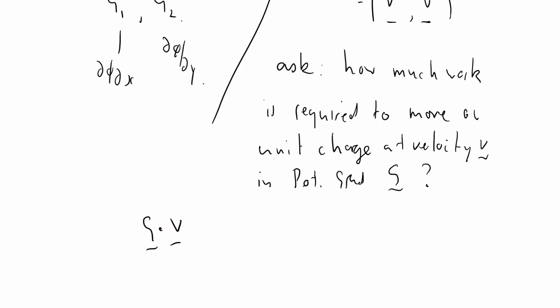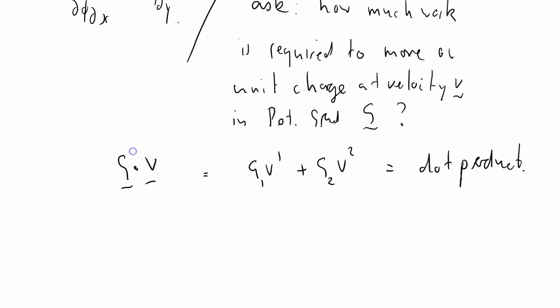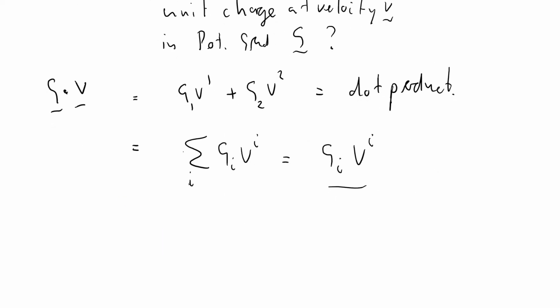I'm going to have to be a little bit more careful here. So g dot v. Well, if I talk about g dot v, that's just g1 v1 plus g2 v2. It's just an ordinary dot product. But now I'm armed with the summation convention. So I would write sigma over i, gi vi, which equals just gi vi, because the summation symbol is assumed.